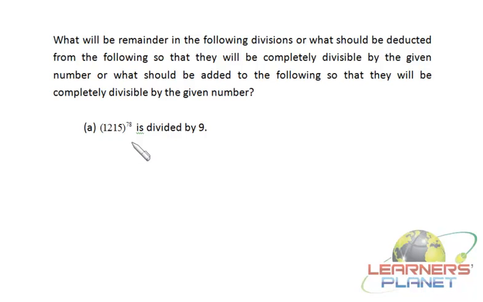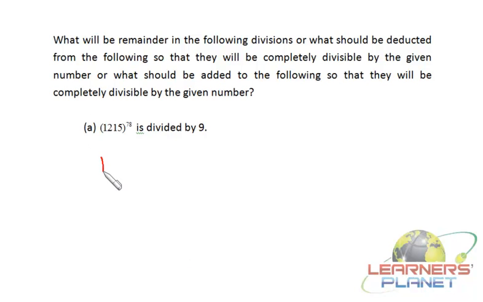So let's see. First of all, we should find out the remainder. Now here we have been given 1215 raised to 78, and we have to find the remainder if it is divided by 9. Now friends, what is the divisibility test of 9? I hope you may be able to recall that. It is that the sum of digits should be divisible by 9. So let's do this. What will be the remainder in this case? Let's first divide 1215 by 9.